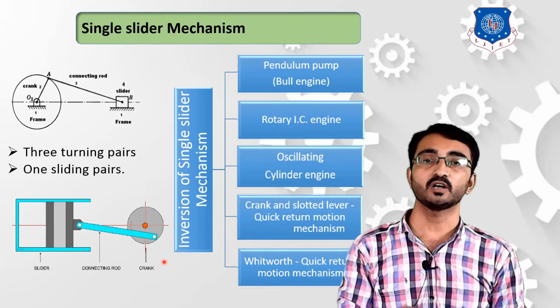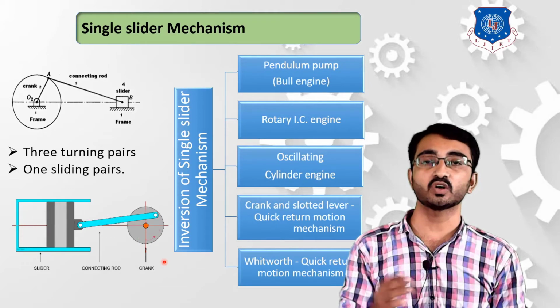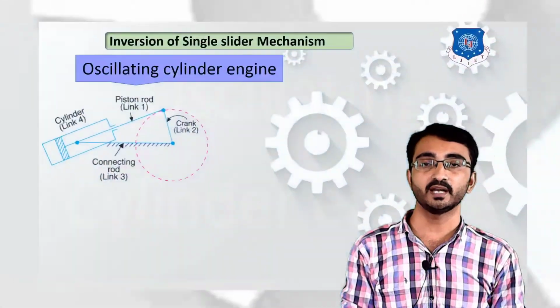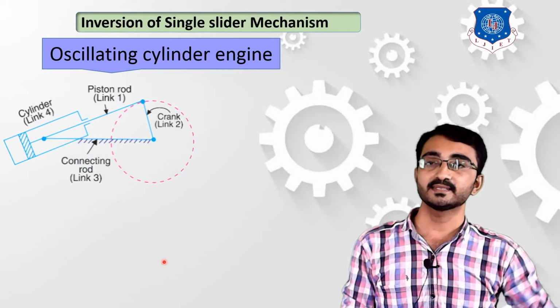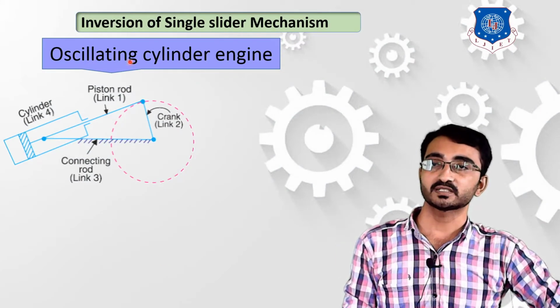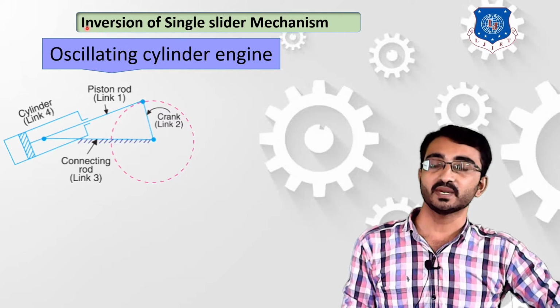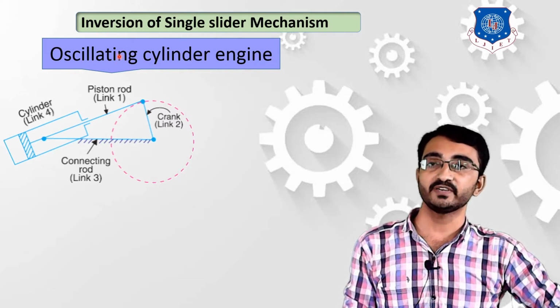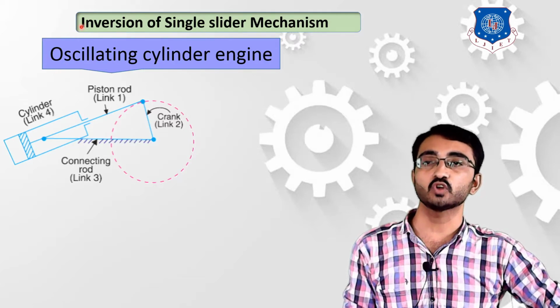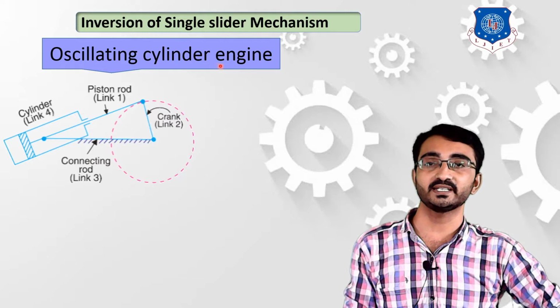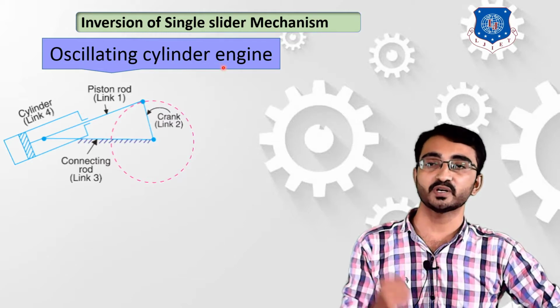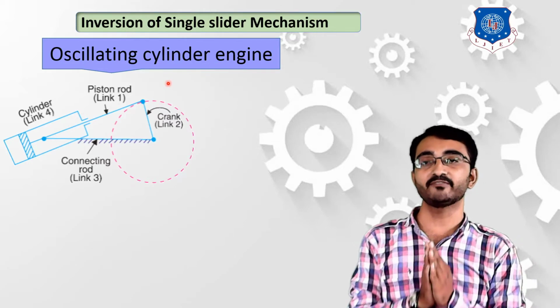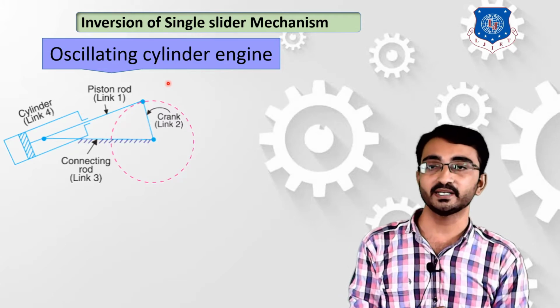The third inversion of single slider mechanism is the oscillating cylinder engine. As the name indicates, in this mechanism we do not fix the cylinder, and the cylinder can move and produce oscillating motion. That is why it is termed an oscillating cylinder engine. Now how can we produce this? Let's first identify the 4 links of this kinematic chain.